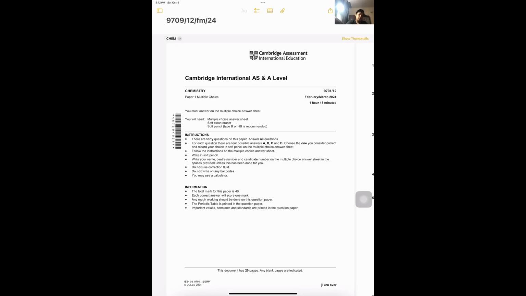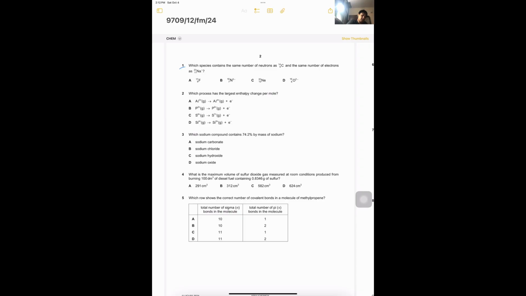Hey guys, so today we'll be doing a chemistry past paper, and it is the February-March 2024 paper 1, and the time is 1 hour 15 minutes. So let's begin. First question: which species contains the same number of neutrons as a carbon-14 atom and the same number of electrons as a sodium ion?